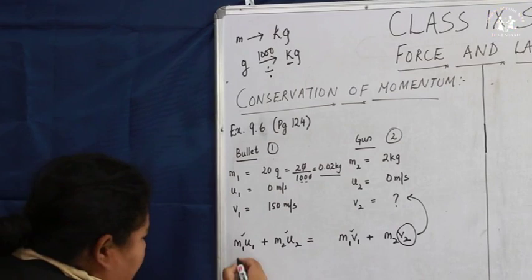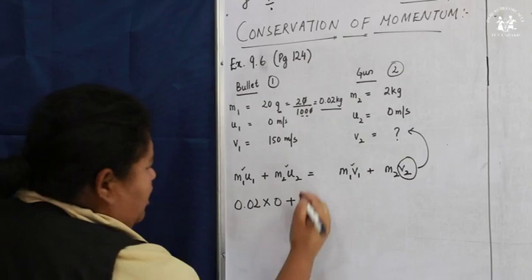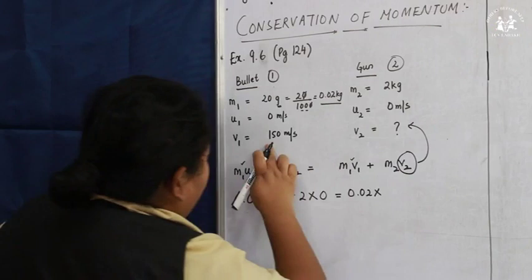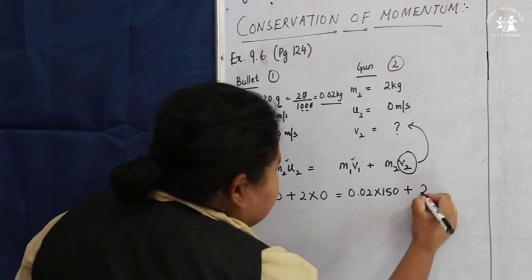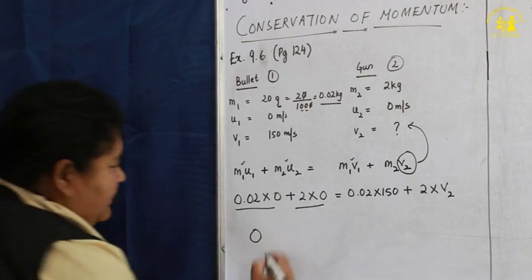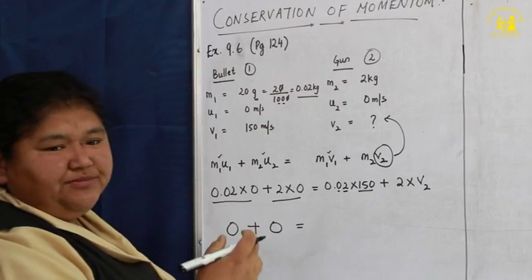M1 into U1: 0.02 into U1 is 0, plus M2 is 2 into U2 is 0, is equal to M1 is 0.02 into V1 is 150, plus M2 is 2 kg into V2. Any number multiplied by 0 is 0. Plus, 2 times 0 is 0. Okay. Then multiply 0.02 by 150. So 150 into 2 is 300.